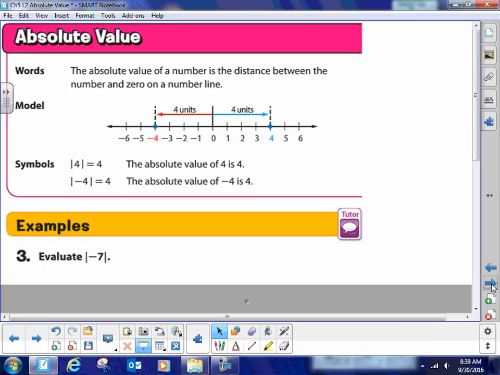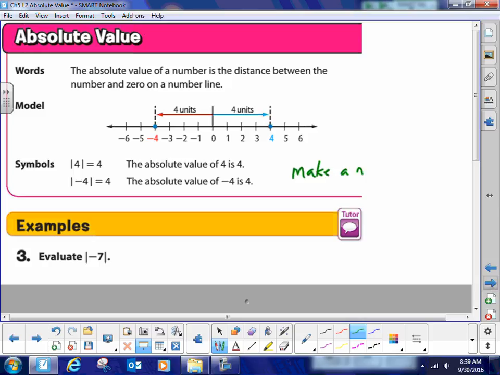All right, absolute value. The absolute value of a number is the distance between the number and 0 on the number line. Okay, so the absolute value of 4 would be 4 because it's 4 units from 0 on the number line, and the absolute value of -4 is also 4 because it is 4 units from 0.